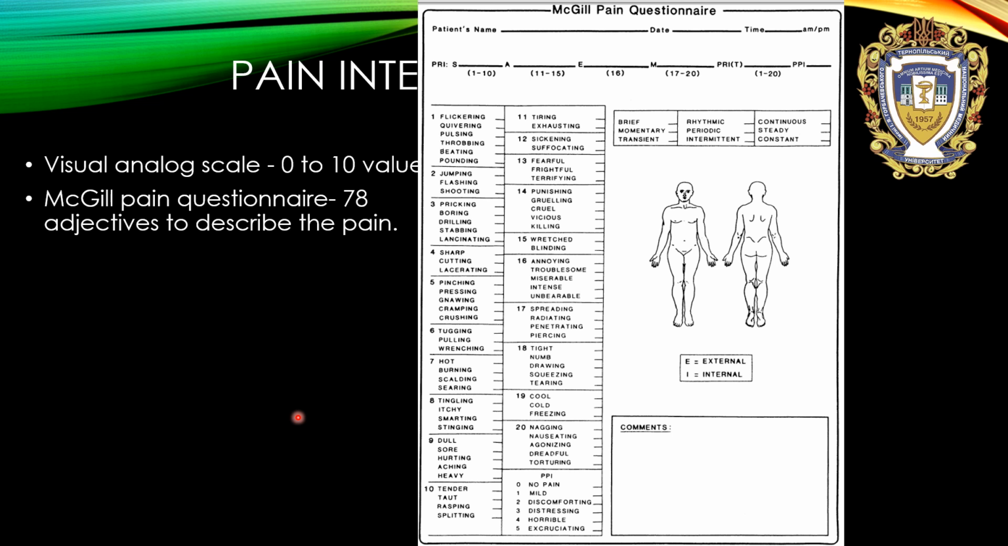The next way to measure pain intensity is the McGill Pain Questionnaire. This questionnaire includes 78 adjectives to describe the pain. Moreover, a human body is shown schematically, and the patient can put marks in different areas where the patient feels pain.